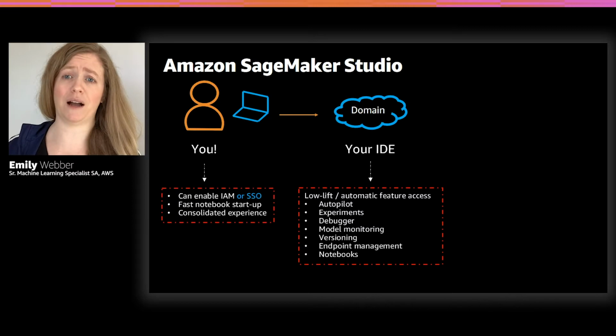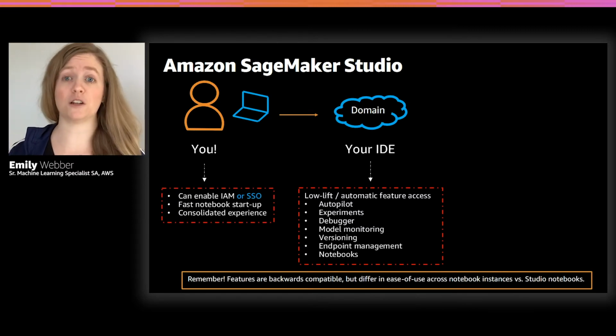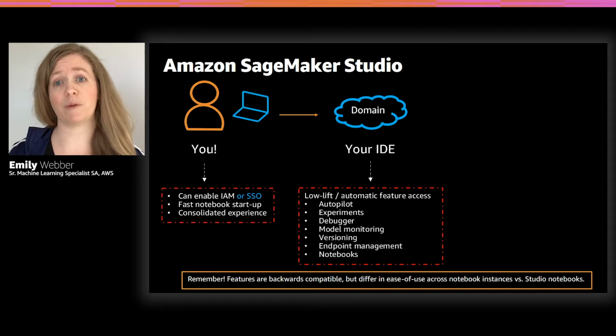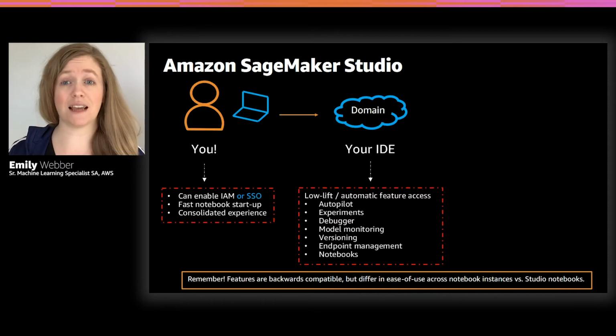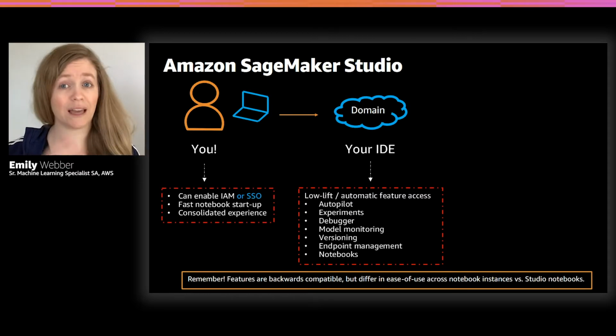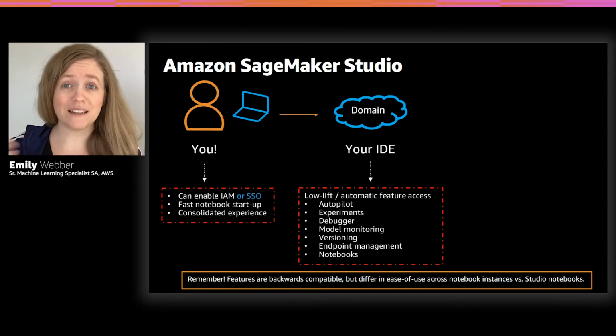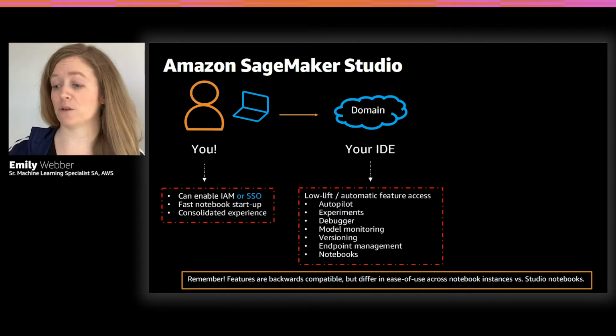Now, the thing to keep in mind here, particularly if you're familiar with SageMaker notebook instances, is that all these features and capabilities that we're learning about are backwards compatible, which is to say you can still use them on a notebook instance. They're just going to be a little bit easier on Studio. They're already built, already packaged, already ready to go, and we have to literally write less code in order to use them.